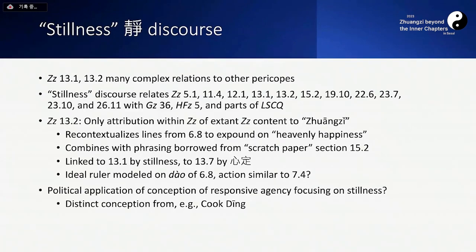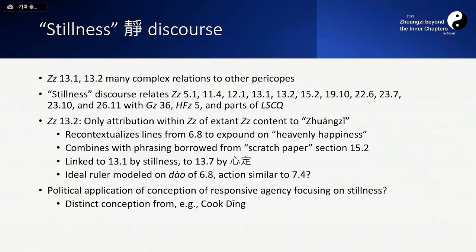And that conception is distinct from the sort of adaptive, responsive conception of agency that you see in, for example, the skill stories or the mind fasting pericope 4.1 or Autumn Waters or some of the material in Qi Wu Lun Book 2. So it seems its own thing, basically. It's another partly intersecting but distinct theme and perhaps discourse.